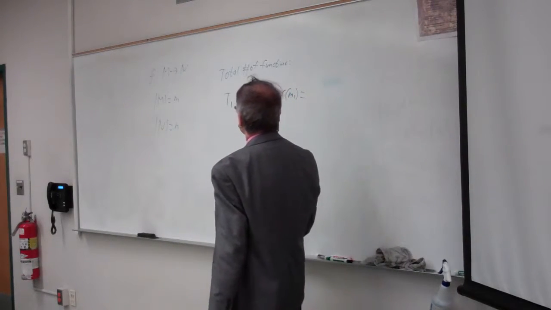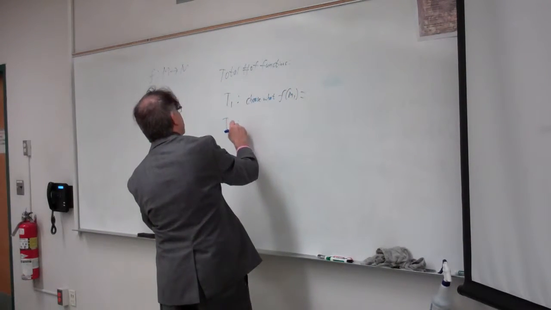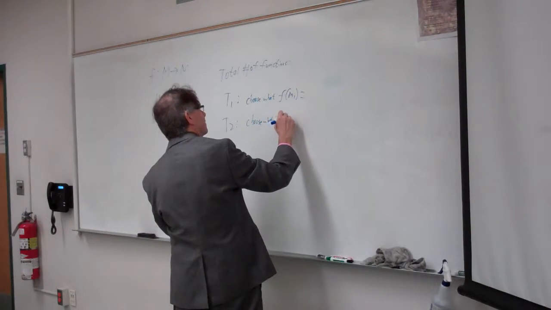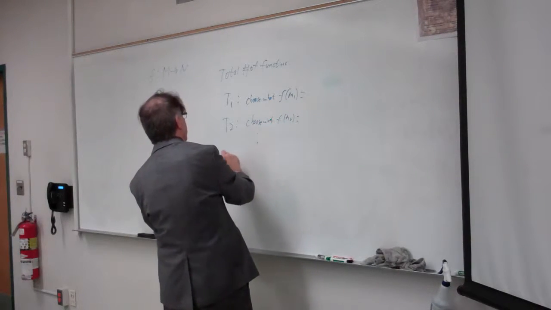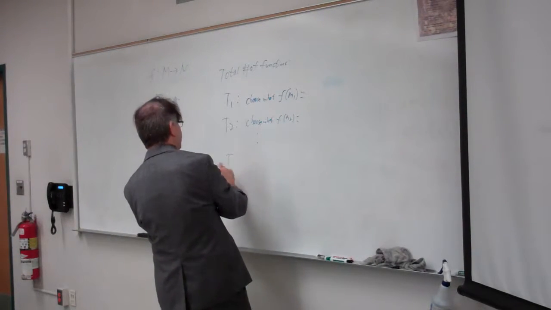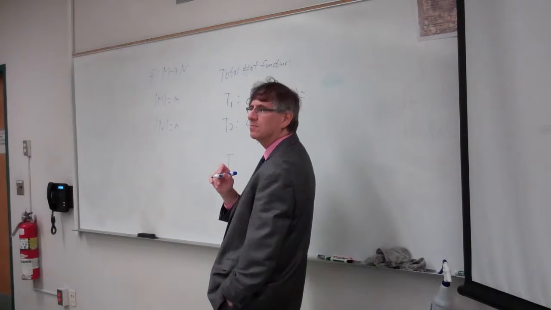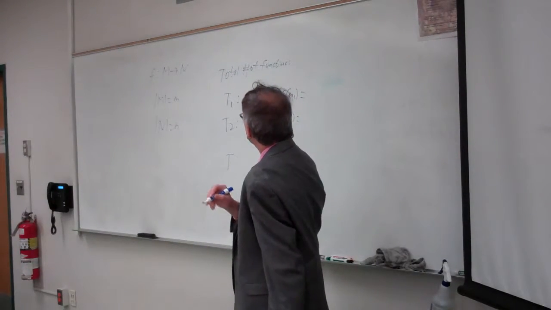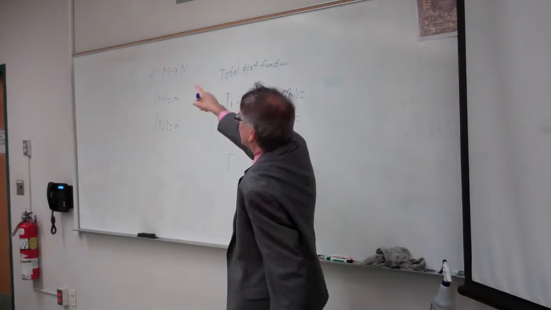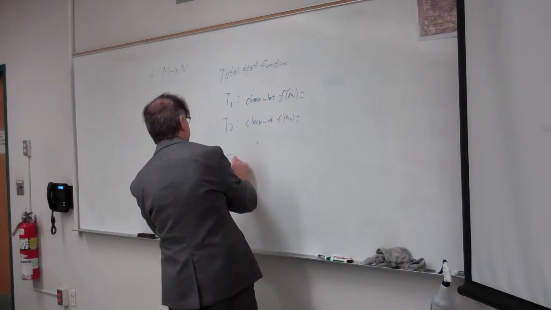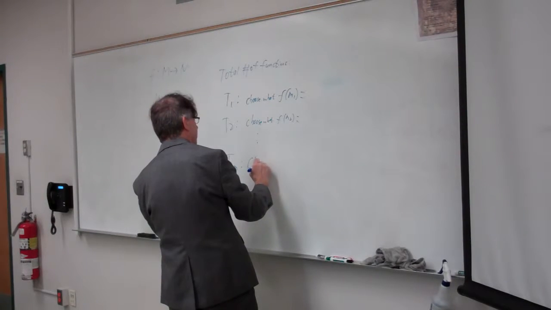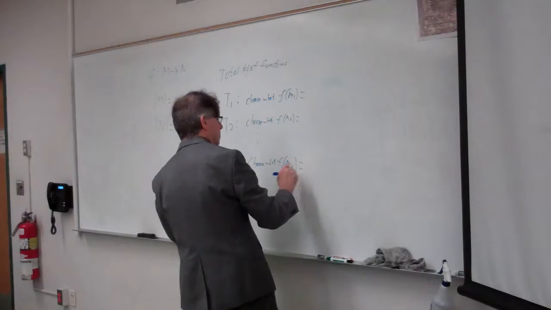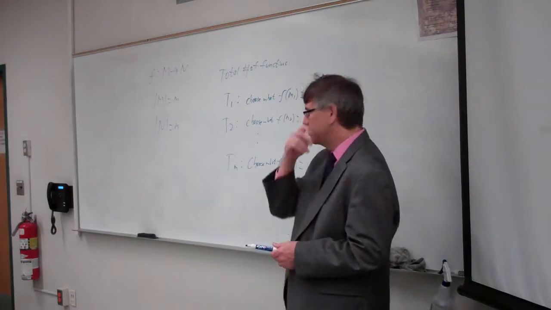Choose what f of m1 equals. Task 2: choose what f of m2 equals. All the way down to task... how many of these tasks do we have? We have m, because we have m elements in our set M. So down to task m: choose what that last element maps to.